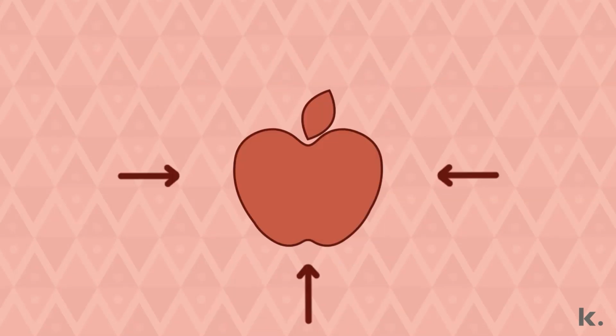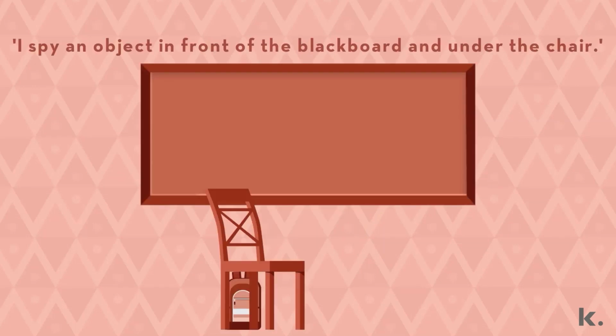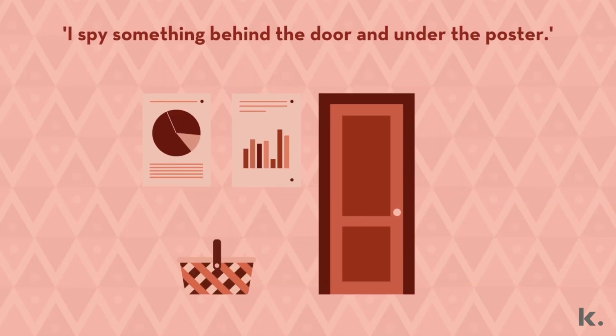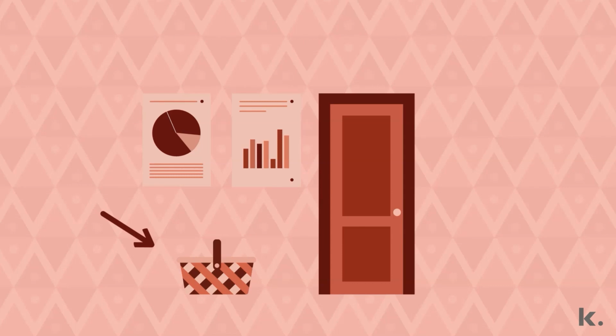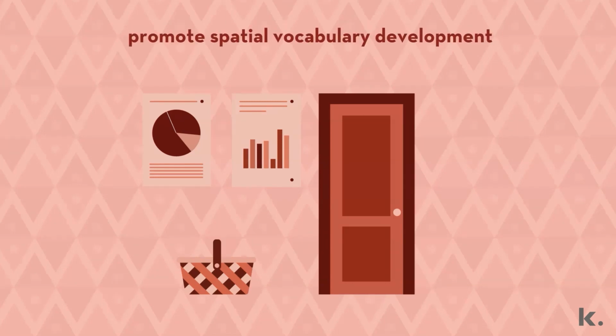When introducing positional language, play a game of I Spy. Use both previously taught and new positional language in your instructions. I spy an object in front of the blackboard and under the chair, or I spy something behind the door and under the poster. Games such as these promote spatial vocabulary development in an engaging manner.